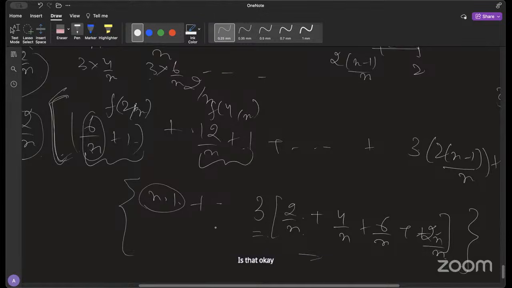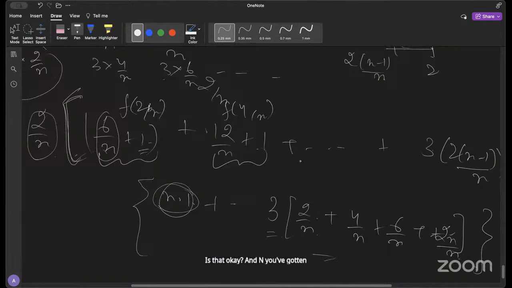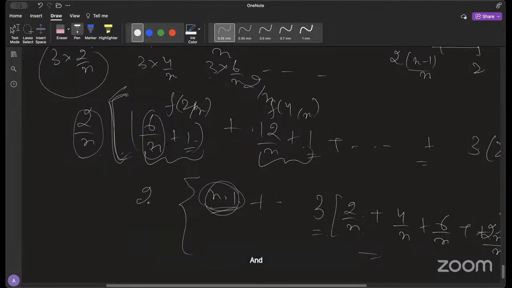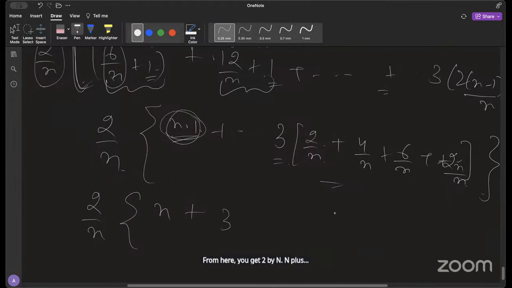Is that okay? And n you've gotten from here, 1 plus 1 plus 1 n times. So you've added 1 n number of times, that's why we've got n into 1. And here you have 2 by n. So from here you get 2 by n plus, this is 3, and then if anyone has a doubt, they can just ask, because I can't check the chat box and all.